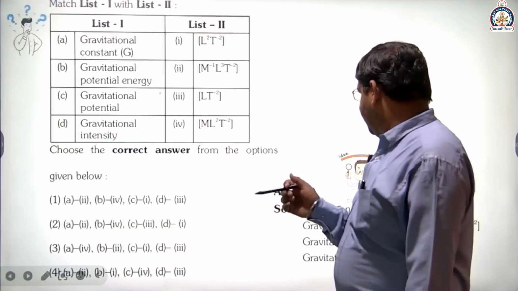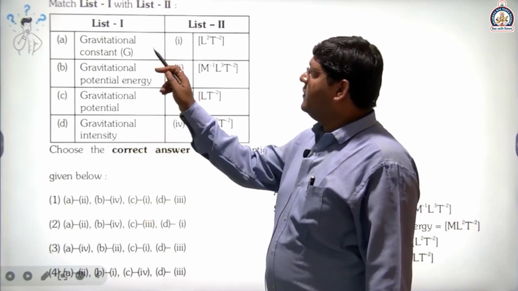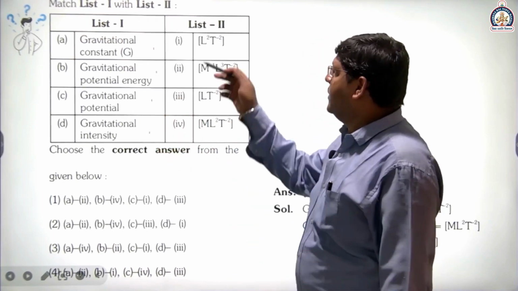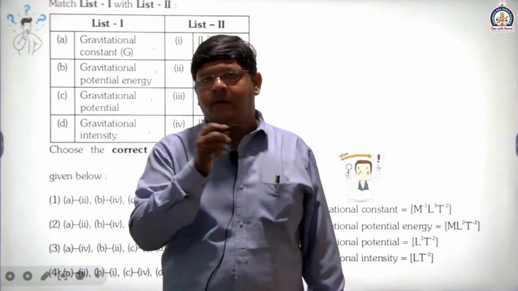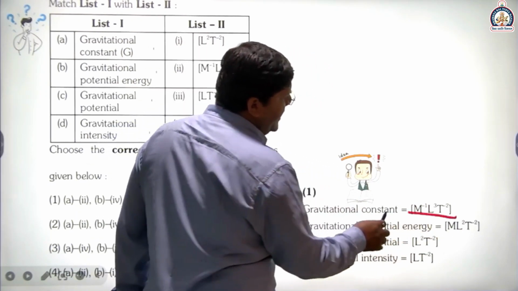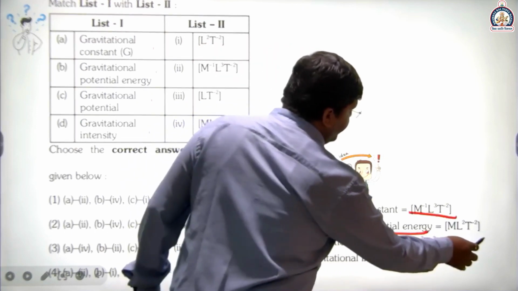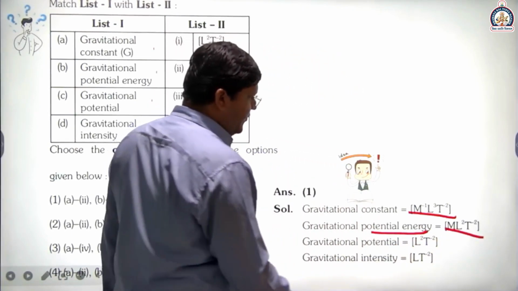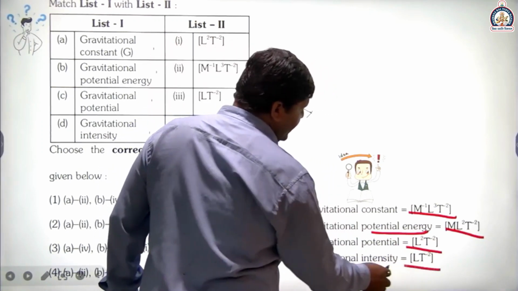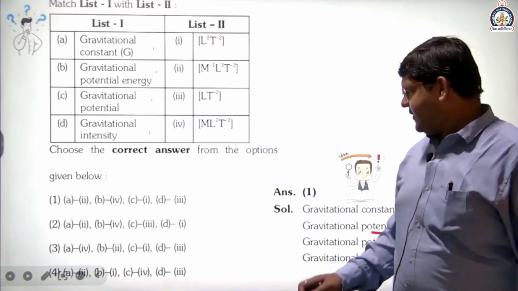The next question is related to dimensional analysis. We have to relate the different formulas: gravitational constant, gravitational potential energy, gravitational potential and gravitational intensity. We just have to see the table of MLT dimensions. We get gravitational constant as M minus 1 L raised to power 3 T raised to power minus 2, gravitational potential energy as M L square T raised to power minus 2, gravitational potential as L square T raised to power minus 2, and gravitational intensity as L T raised to power minus 2. That is the required formula for acceleration also.